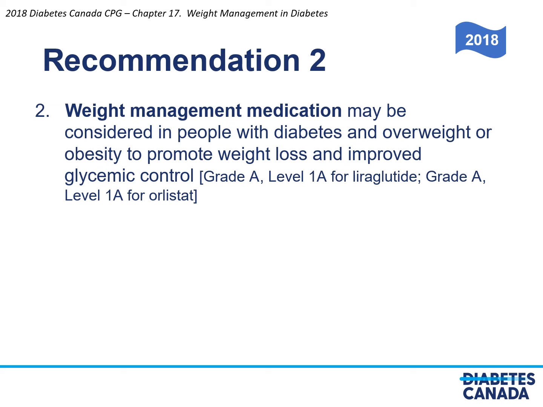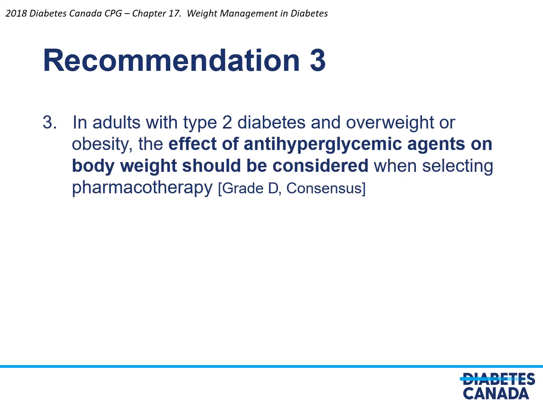Recommendation 2. Weight management medication may be considered in people with diabetes and overweight or obesity to promote weight loss and improved glycemic control. This is a grade A, level 1A for liraglutide and grade A, level 1A for orlistat. Recommendation 3. In adults with type 2 diabetes and overweight or obesity, the effect of antihyperglycemic agents on body weight should be considered when selecting pharmacotherapy. This is a grade D consensus recommendation.